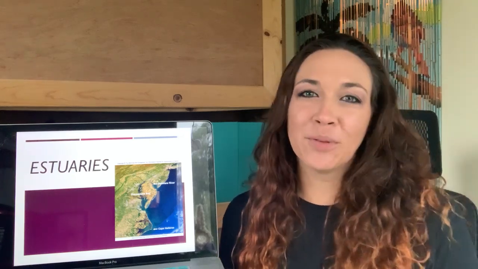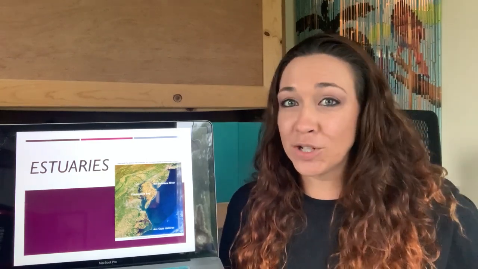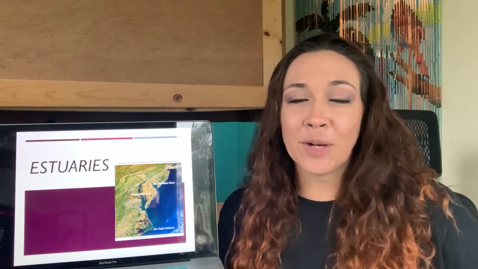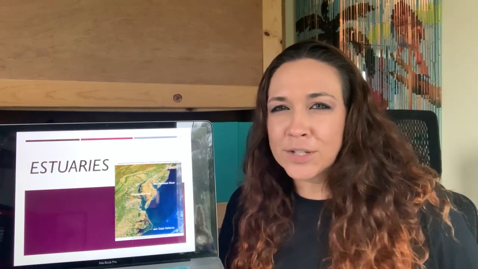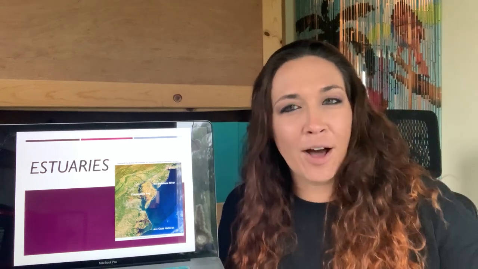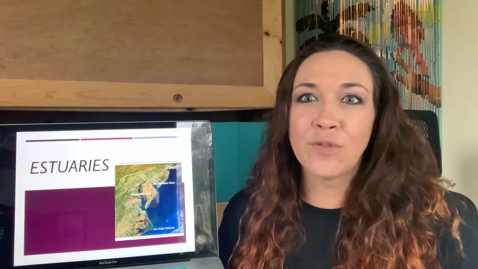So we are continuing on with our ecosystems, and we have just finished the intertidal zone, and now we're starting to go a little bit farther out. We're going to be getting into estuaries. Now, an estuary is kind of an intertidal zone because there are some tidal fluctuations there, but it's not really the same as a rock intertidal or a sandy intertidal zone because it is very, very specific.